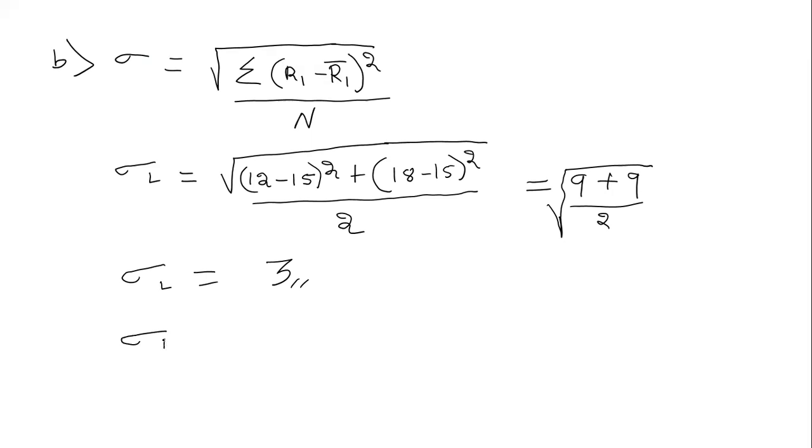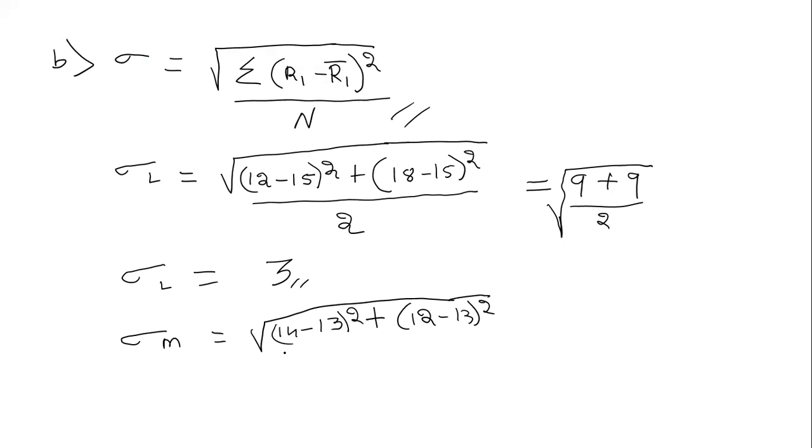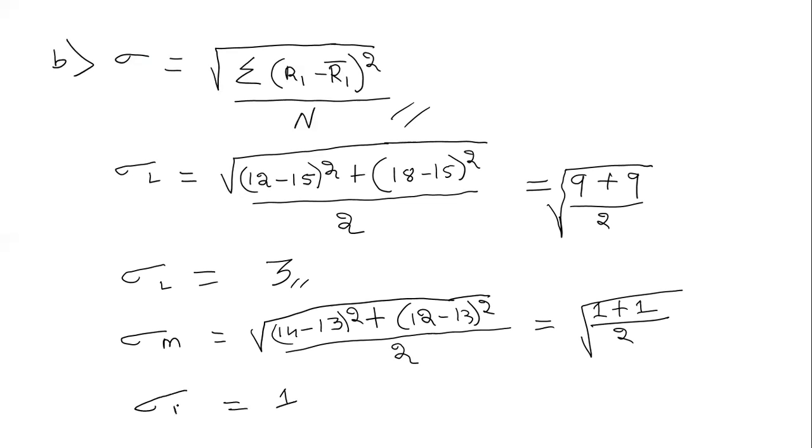Now we do the same thing for M, calculating with the same formula. So we will put the values here. 14 minus 13, that is R bar, bracket square, plus 12 minus 13 bracket square, divided by 2. After calculating, 14 minus 13 is 1, so square of 1 is 1. Plus 12 minus 13 is minus 1, so minus 1 square will be plus 1, divided by 2. So 1 plus 1 is 2, divided by 2, so we get the value 1. So the standard deviation for M security is 1. So here question B ends.